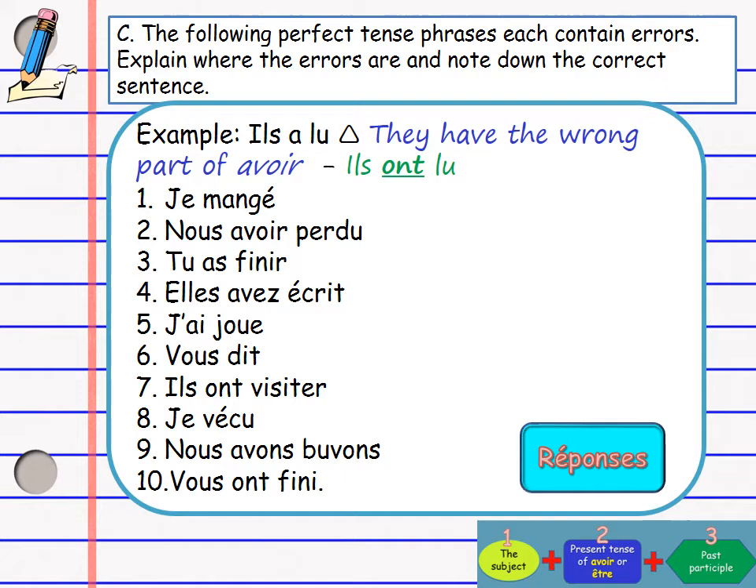Look at je mangeais. Past participle's correct, but what's missing? As always, in the bottom right hand corner you've got a little reminder that you need the subject, the present tense of avoir, in this case, and the past participle. So obviously that's what's missing. Anyway, pause the video here, have a go. Can you work out what's wrong? And we'll bring up the answers in just a second.